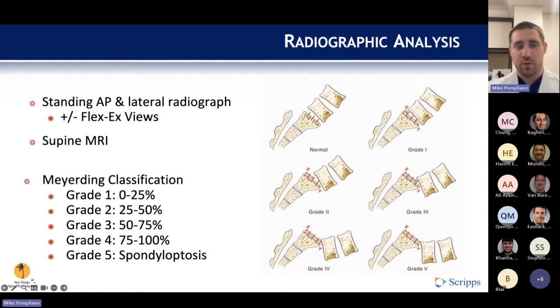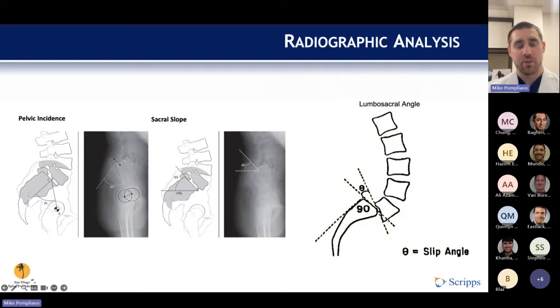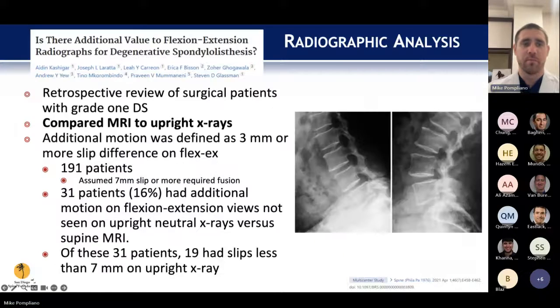Typically, grade 1 is 0 to 25%, and then each quartile increases a grade until grade 5, which is if it falls off the sacral end plate. Or sorry, in this case, typically the L5 vertebral body. You can also measure a patient's pelvic incidence, sacral slope, and lumbosacral angle, which can give a better understanding of their global alignment, as well as their propensity for instability and progression of the disease.